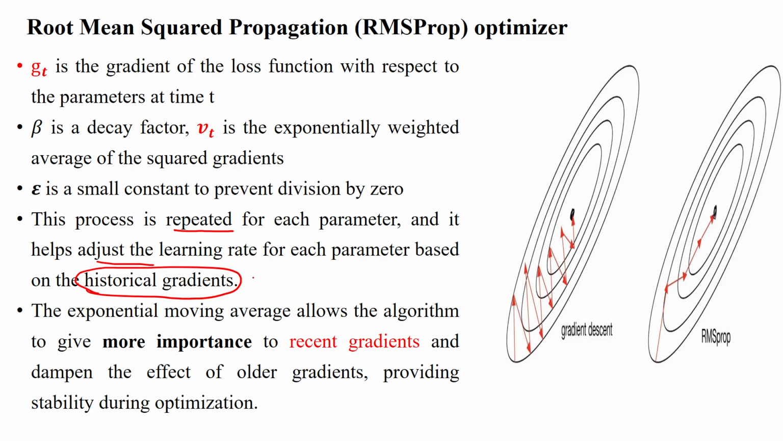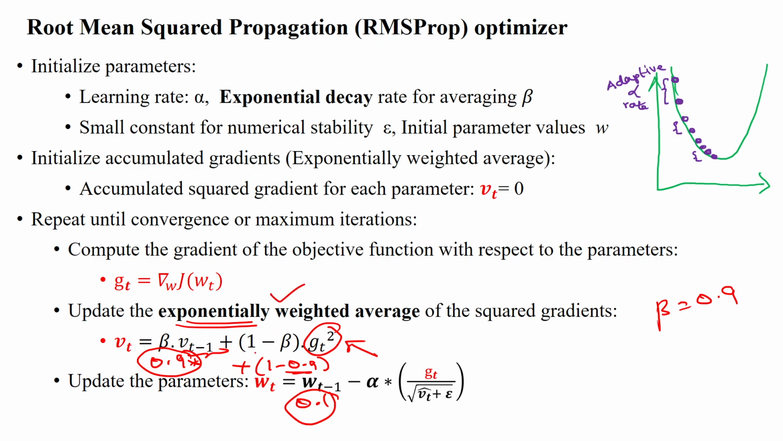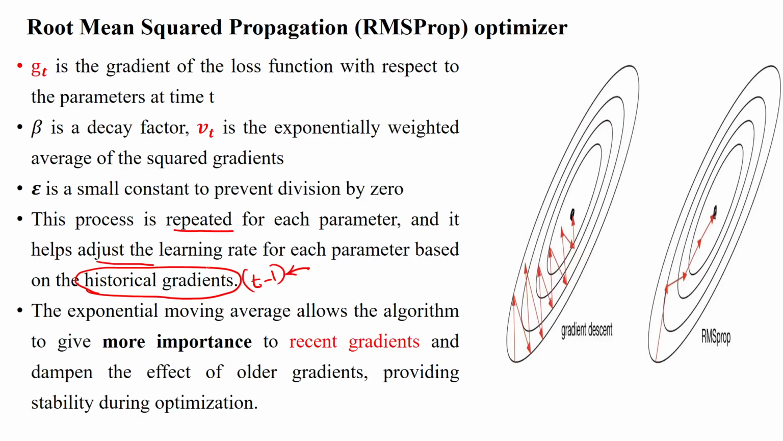Historical gradients means previous steps' gradients; the t minus one step gets more focus, which means more weightage. Look at how we get more weightage. Suppose beta is 0.9; then the previous term is multiplied by 0.9. But the current gradient, which is squared, is multiplied by 1 minus 0.9, which gives 0.1. So this second term gets less weightage than the first term. That is why we call it an exponentially weighted average: the previous, historical gradients get more weightage than the current term.